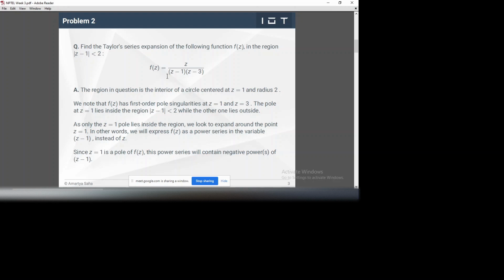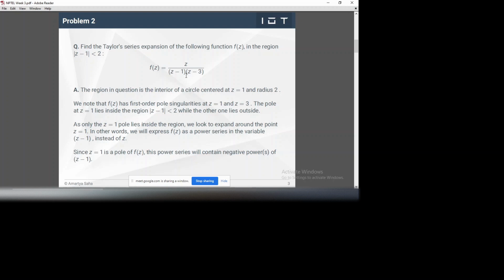Now we'll look at the singularities of the function. No problem with the numerator, but the denominator has 2 zeros. It is already factorized, so we quickly take out the zeros. The zeros are at z equal to 1 and z equal to 3. Since the powers of both factors are 1, these are first order pole singularities. So both z equal to 1 and z equal to 3 are first order poles of this function f of z.